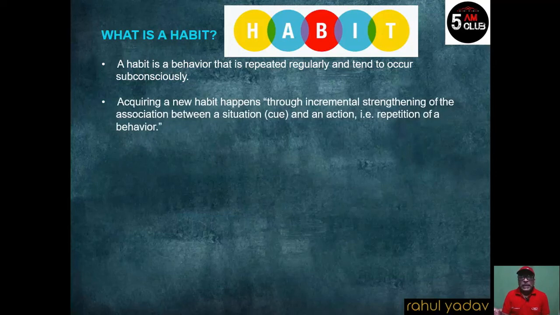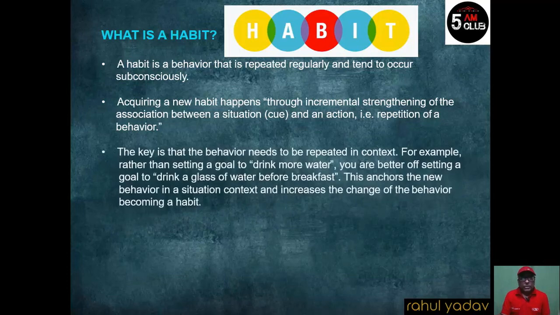Acquiring a new habit happens through incremental strengthening of the association between a situation, that is a cue, and an action, that is repetition of a behavior. So the key is that the behavior needs to be repeated in context. For example, rather than setting a goal to drink more water, you are better off setting a goal to drink a glass of water before breakfast. So what you are doing here is anchoring your habit. You anchor the new behavior with the situation context, which increases the chance of the behavior becoming a habit.